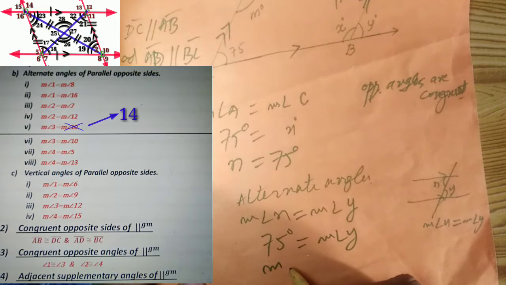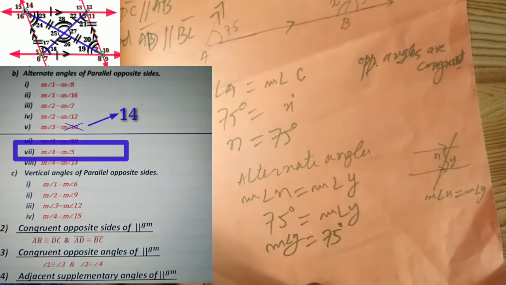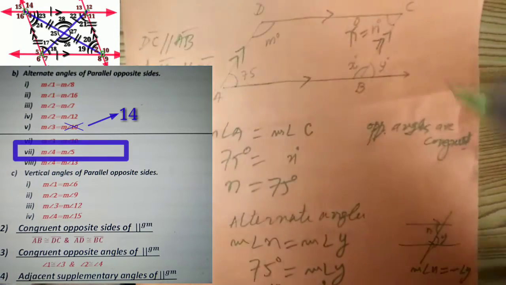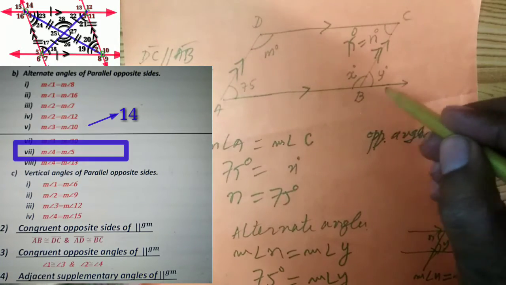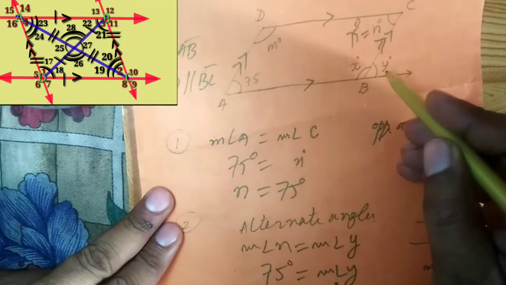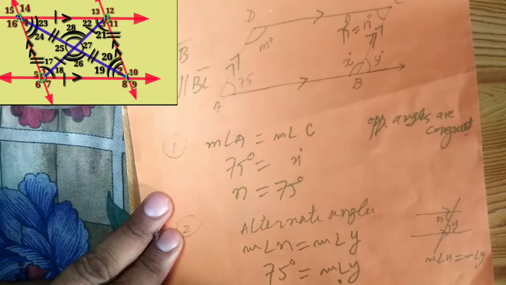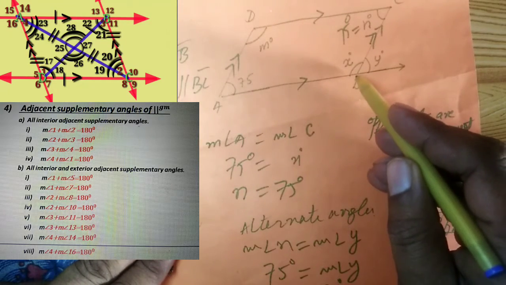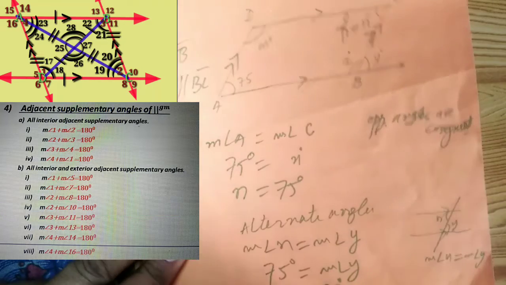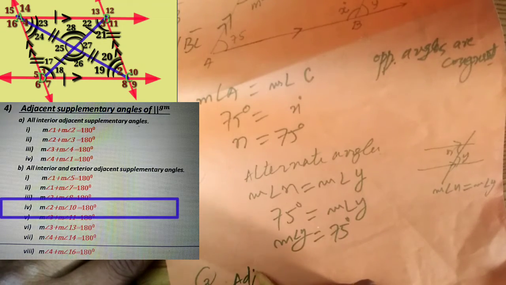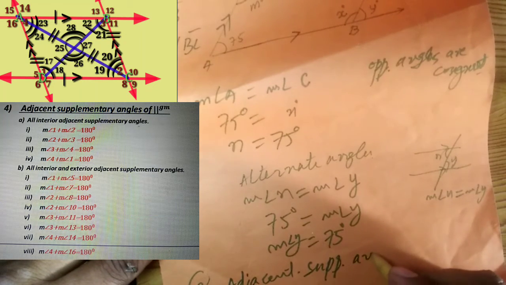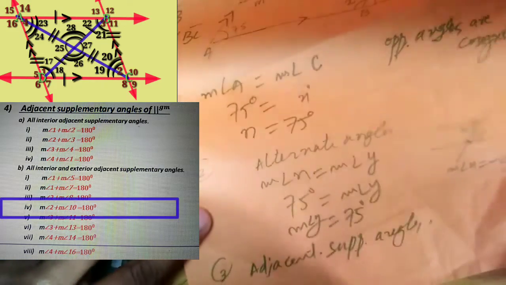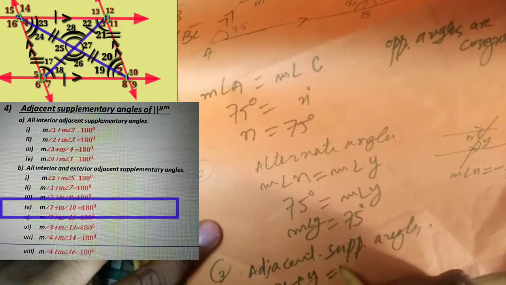So measure angle y is equal to 75 degrees. At the last, angle x plus angle y can be found out by using the adjacent supplementary angles. So angle x plus angle y is equal to 180.